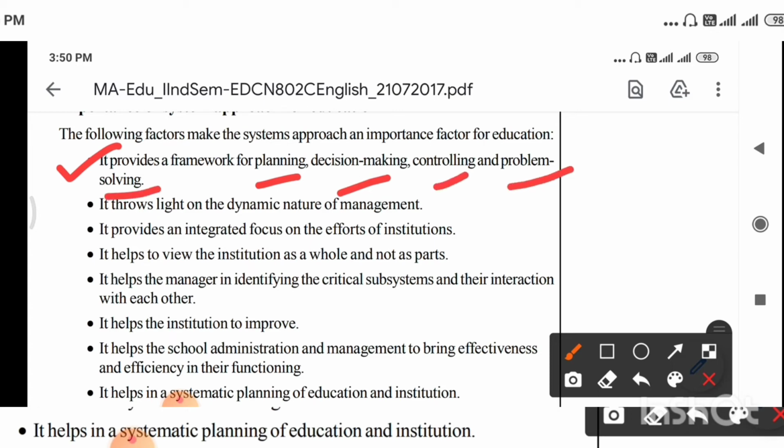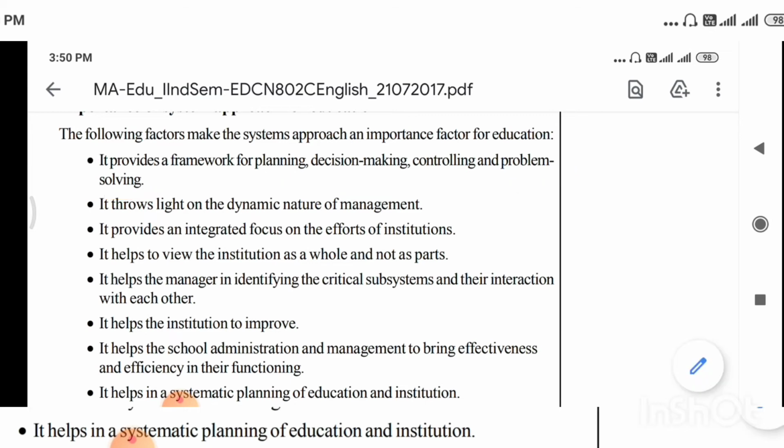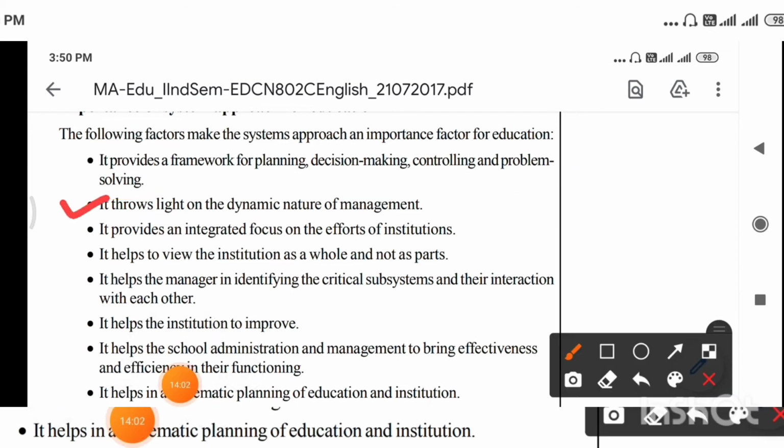This all happens in an organization: proper planning, decision making, controlling, and problem solving when there is a system. If there is no system, that is not going to happen. Okay. The second point says it throws light on the dynamic nature of management.